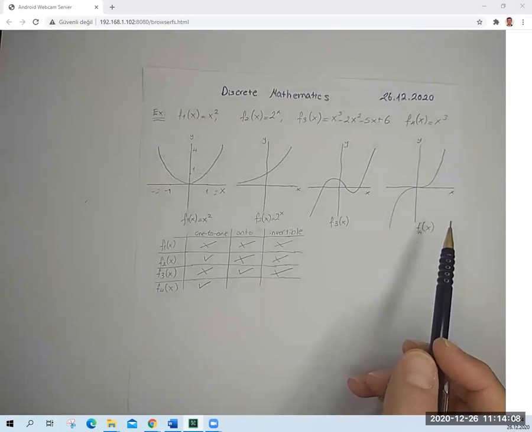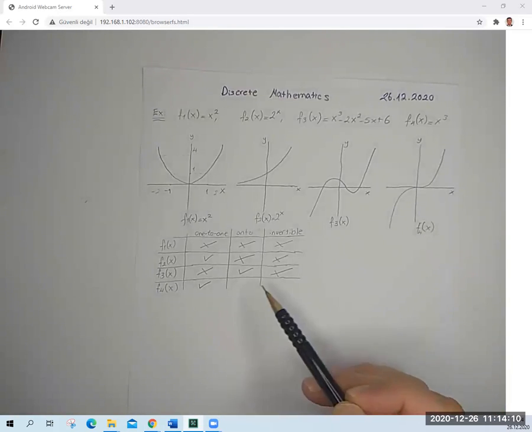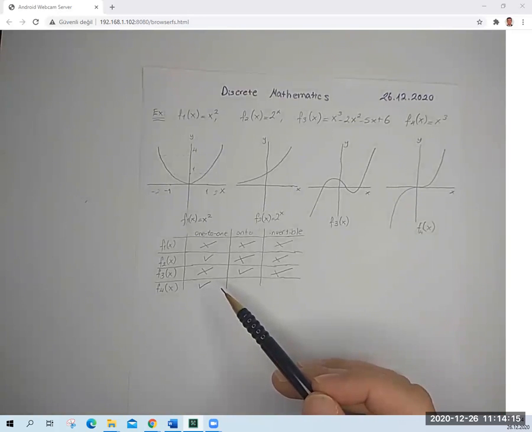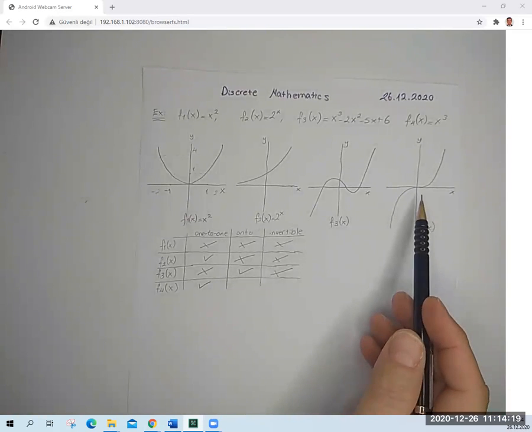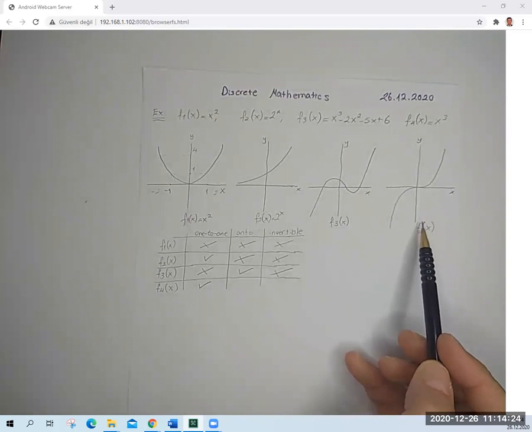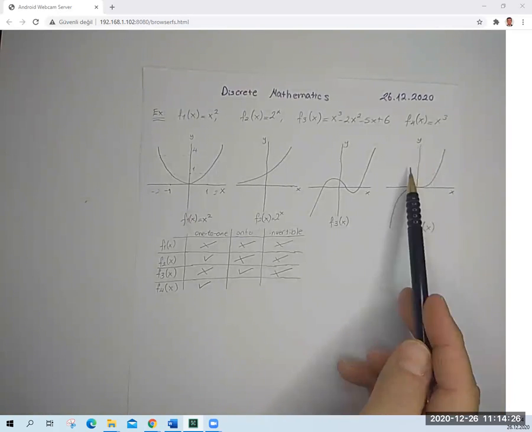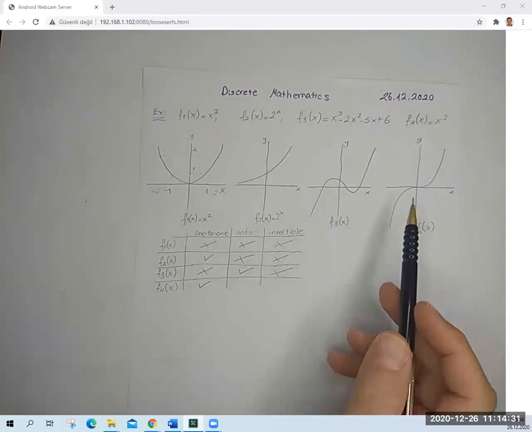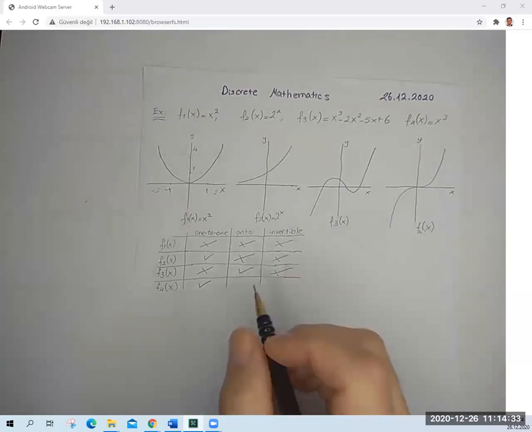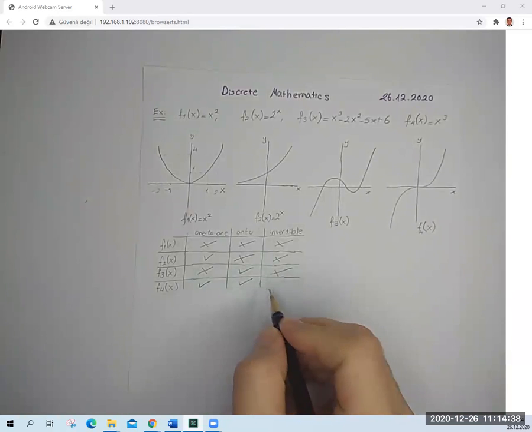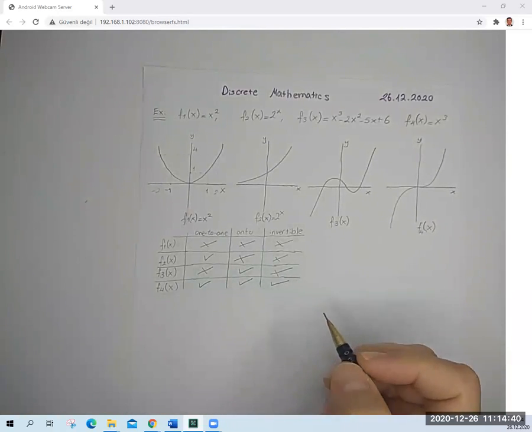And f4, we said this is 1 to 1, right, dear friend? And this is also onto because for the minus side and plus side of the y line, there is some x value. This is also onto. So if we have those two conditions, then we will say this is invertible.